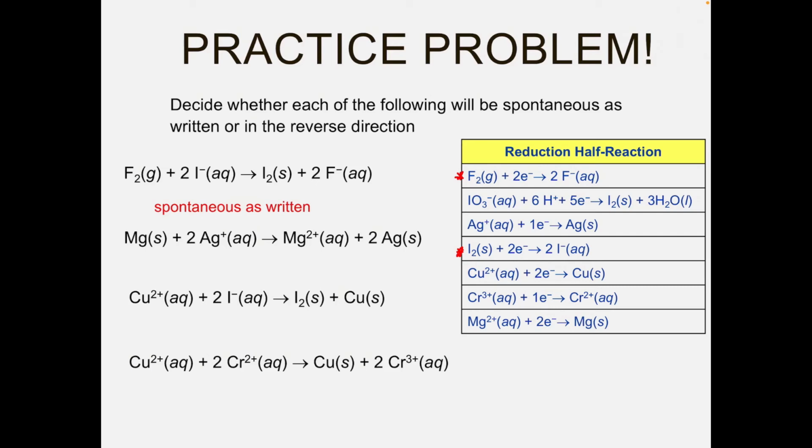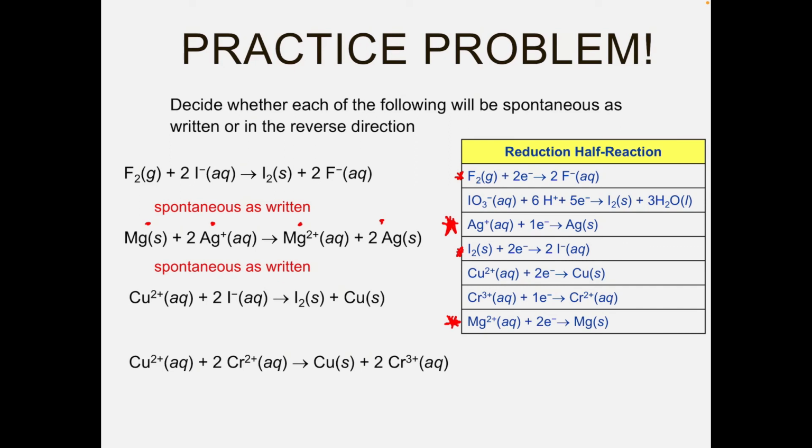Now let's look at magnesium and silver. Here's magnesium and here's silver. In our problem, magnesium is being oxidized, going from magnesium solid to magnesium 2+, and silver is being reduced. So silver is being reduced, therefore it should be higher on the reduction potential table, and it is. Silver is higher than magnesium, so silver is being reduced and magnesium is being oxidized, just like it's written in this problem. Therefore it's spontaneous as written.